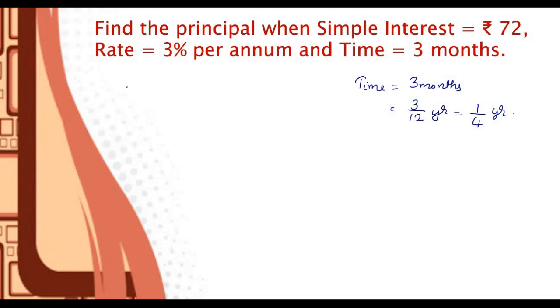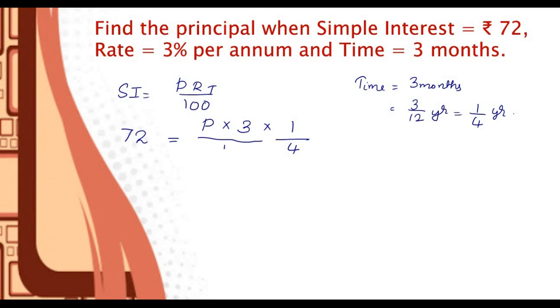So we have the formula simple interest equal to PRT by 100. Let us substitute the given things here. Simple interest is 72. Principal we need to find. The rate is given as 3 and the time taken is 1 by 4. Don't forget about the 100 in the denominator.